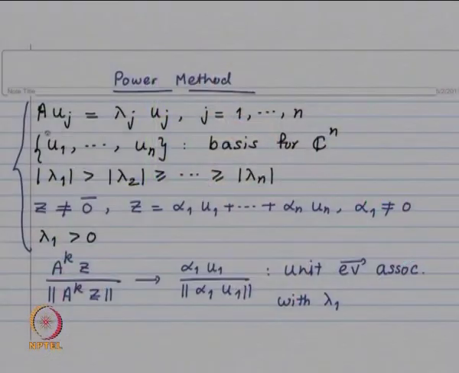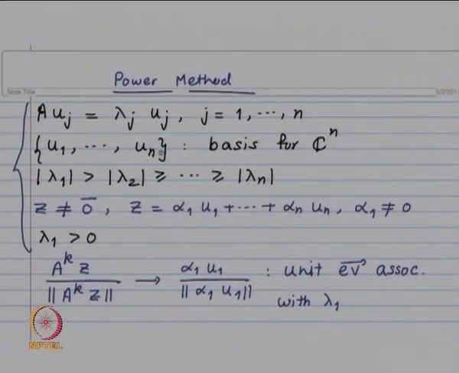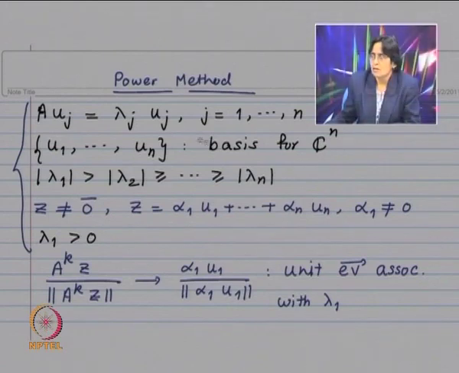So, let us look at the power method and recall it. Our A is an n by n matrix. Our assumption is that the eigenvectors u1, u2, up to un form a basis for Cn. The eigenvalues lambda j are arranged so that mod lambda 1 is bigger than mod lambda 2, which is bigger than or equal to up to mod lambda n. So, these are our assumptions.